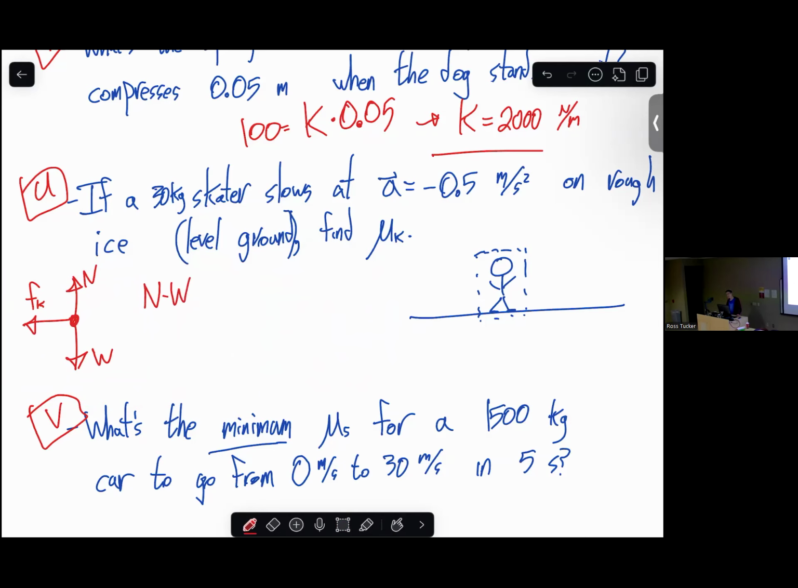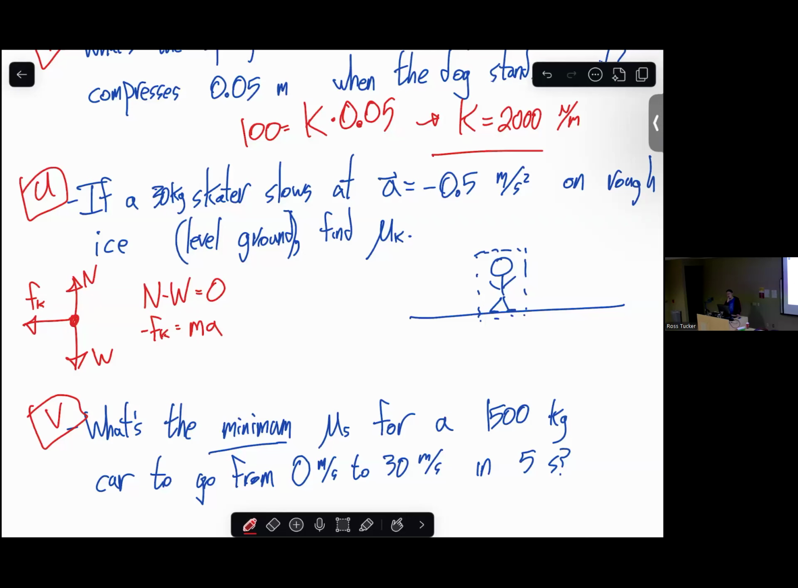Well, in this direction, are they falling through the ground? Are they accelerating up into outer space? No, acceleration vertical is 0. In the left-right direction, the friction force is backwards, and that's equal to its mass times its acceleration.